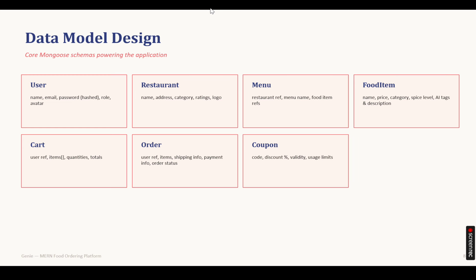Food item stores the name, price, category, spice level, and importantly, the AI generated tags and descriptions I'll talk about shortly. A cart links a user to their items and quantities. Order captures the items, shipping info, payment info, and an order status. And coupon stores the discount code, percentage, validity window, and usage limits.